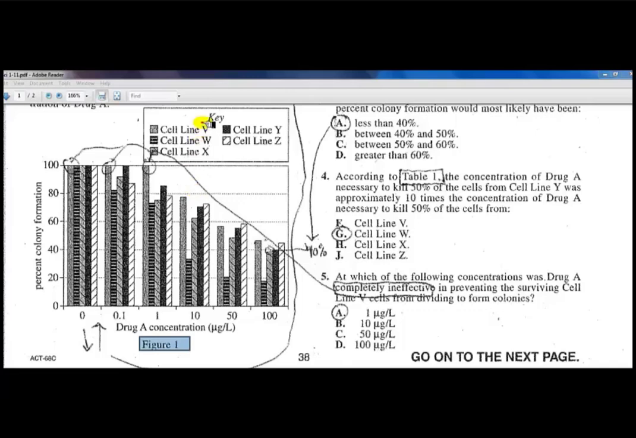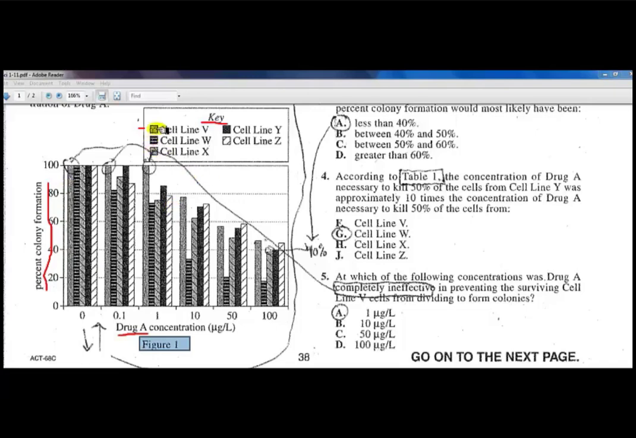In the key, we'll always be using the key. Cell line V is here. It's the lightly shaded region. So we're looking for something that's completely ineffective. That means when they gave a certain amount of the drug concentration A, nothing happened. So we're going to go ahead and look over here at percent colony formation. When it's totally ineffective, 100% of the colony formation will happen.